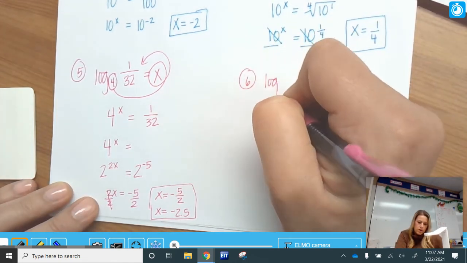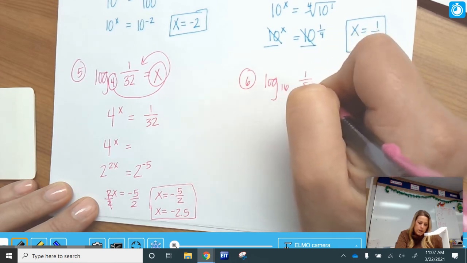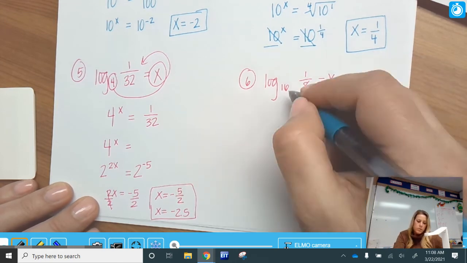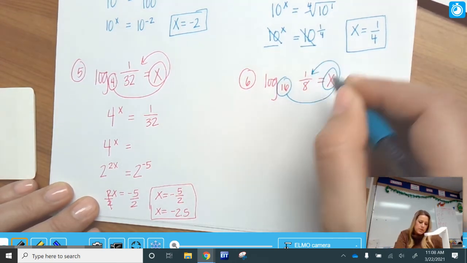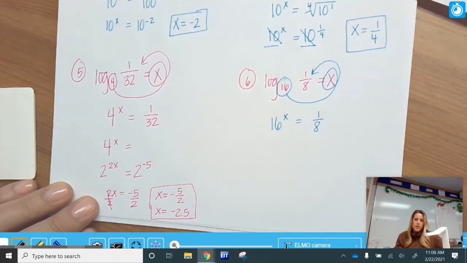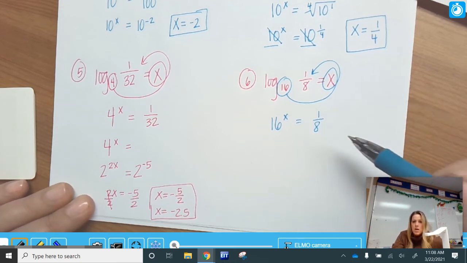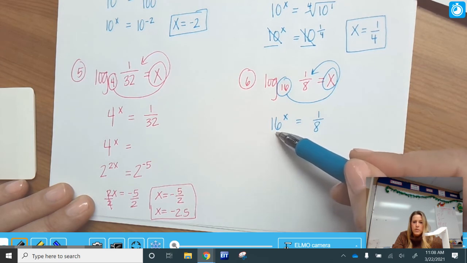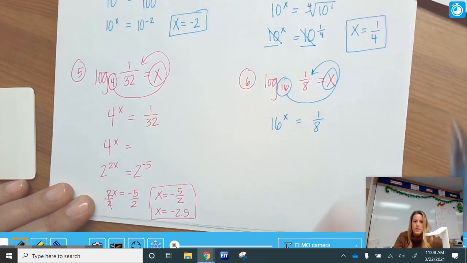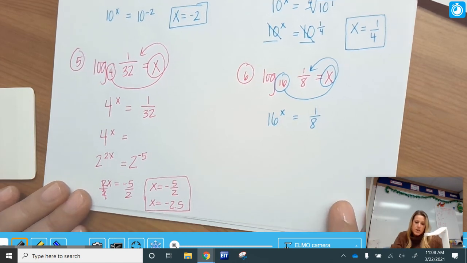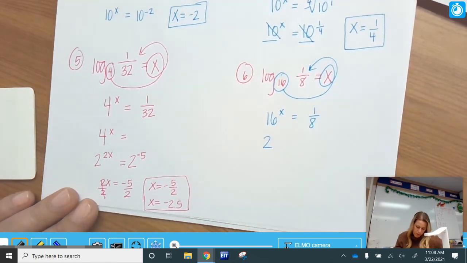Log base 16 of 1 over 8 equals x. So base, exponent, answer. And now let's see if we can find the common base. It's definitely not going to be 8. It could be 4. I know this is 4 squared, but I don't think 8 can have a base of 4 because 4 squared is 16, so it jumps up too high. So it must be a base of 2. So 2 to what power?